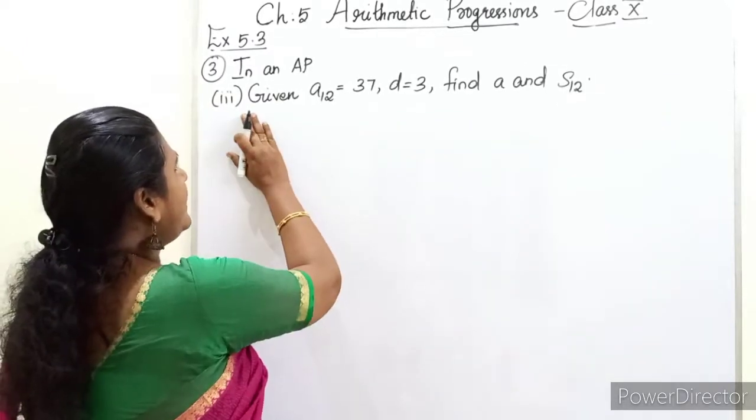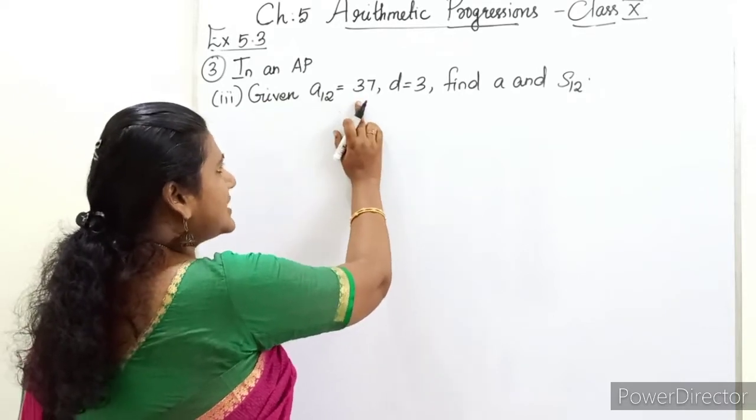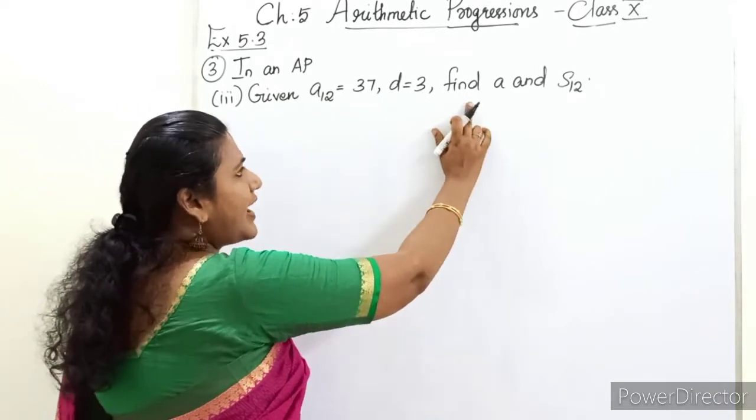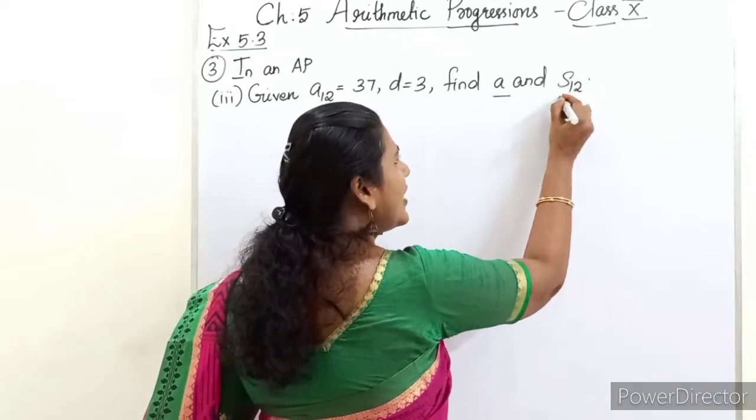Question number 3, given A12 is equal to 37, D is equal to 3, find A and S12. So here, what do we have to find?